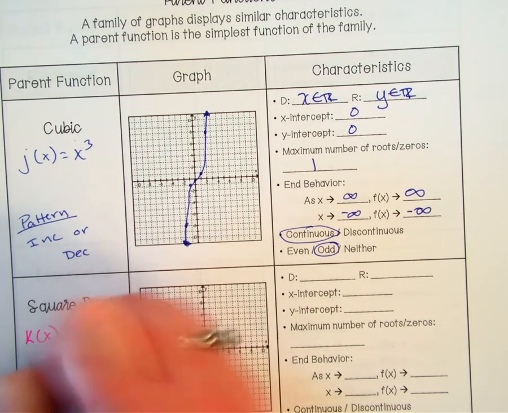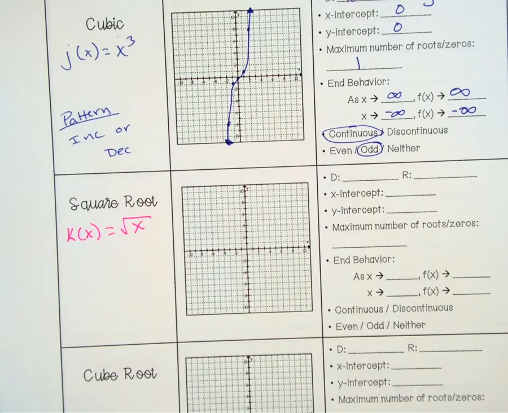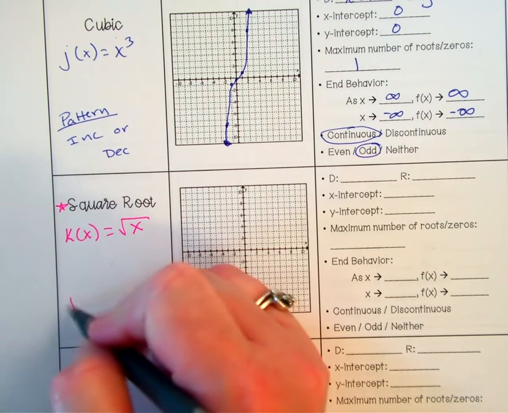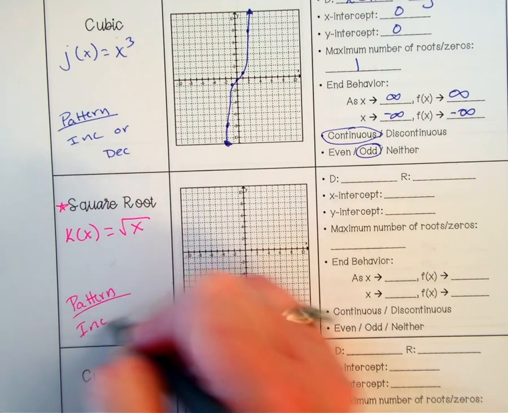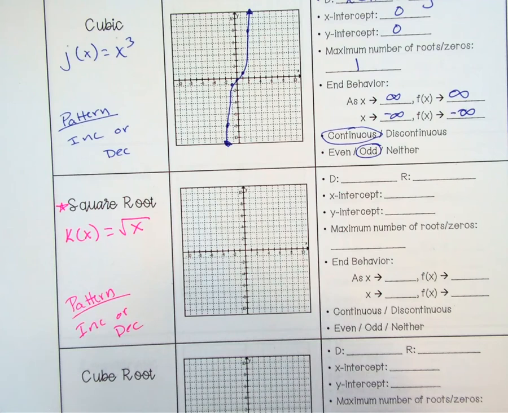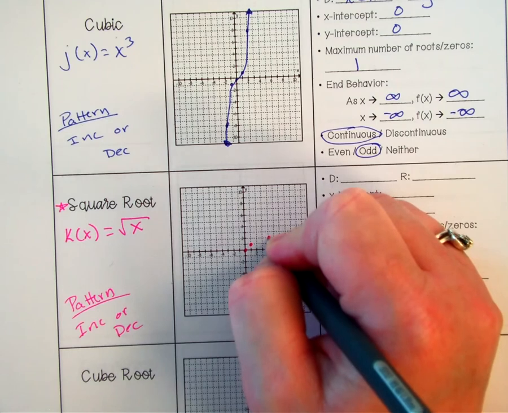So, square root function. This was one of our special cases, so I'm going to put a little star there. That's one of our special cases that we dealt with last unit. So our pattern here, again, it's either increasing or decreasing. It's never both. The only ones that have been both so far are your quadratics and your absolute values.